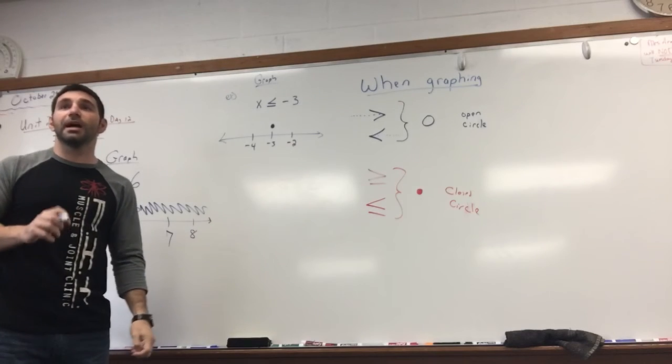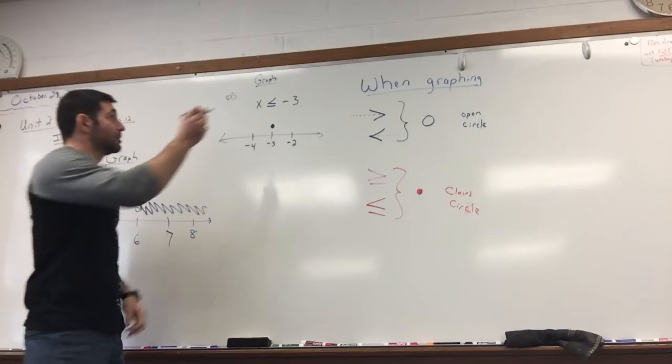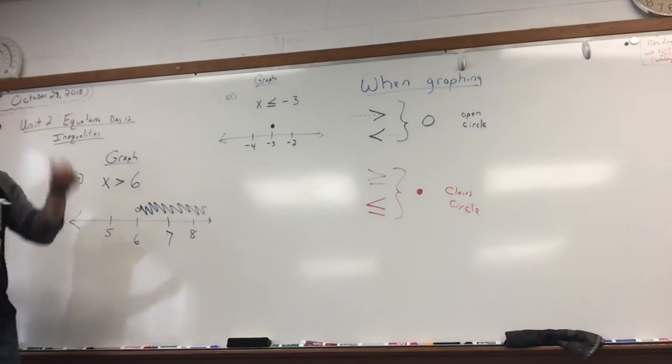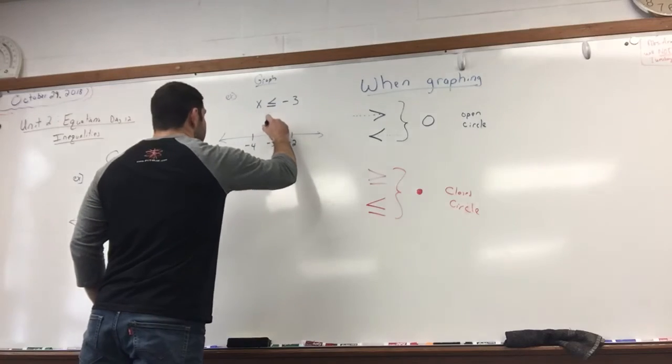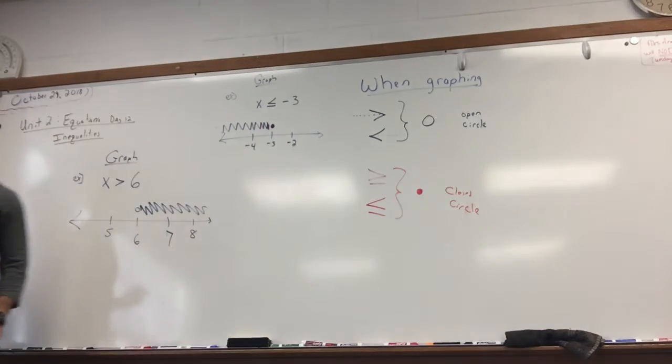Is the variable on the left? Yeah. So I can make my arrow. Which way does it point? Points to the left. So I shade that direction. All of this is answers. Questions on that?